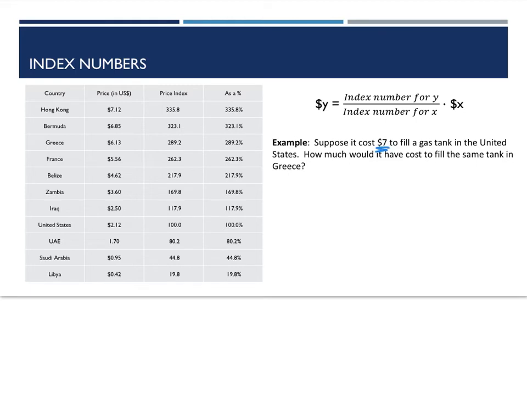It costs $7 to fill my gas tank in the United States. So if I go to Greece with my car, how much would it cost me to fill my car up in Greece? Well, I'm going to have a fraction times my money. My money is $7. My $7 came from the United States. This 7 is tied to the bottom of the fraction. That means I go to the United States. And remember, if this is money, what goes in my fraction is price index. So when I look at the United States, I don't want the 212. I want the index number.